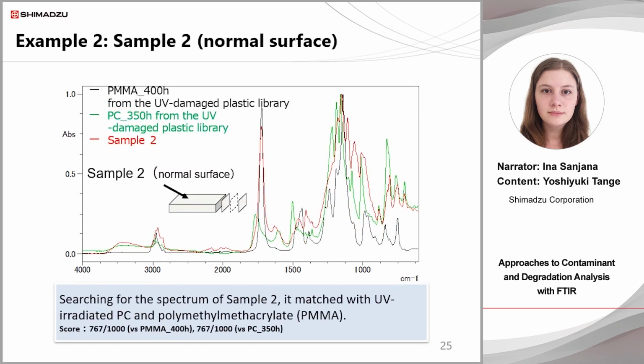This is the analysis result for the normal surface sample. We searched for the spectrum and found matches with UV irradiated polycarbonate and polymethyl methacrylate. The large peak near 1680 is not found in polycarbonate, so we assume that sample 2 is a mixture of these two spectra. PMMA is a component in coating agents which prevents damage from ultraviolet light and scratches.